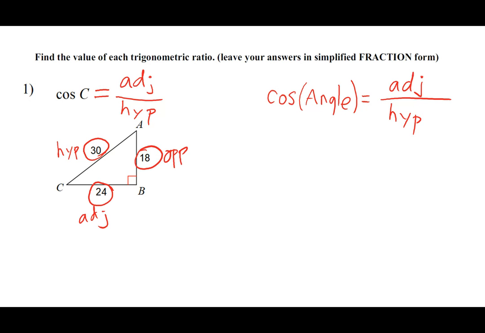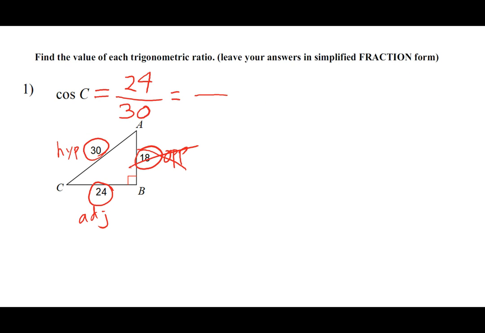So we just put that into the fraction. Oh yeah, we're not using the opposite side at all. That's for sines and tangents. For cosine, we only use the adjacent and hypotenuse. So the adjacent side, 24, goes in the top of the fraction. Then the hypotenuse, 30, goes in the denominator, the bottom of the fraction. So 24 over 30 would be the answer for half credit.